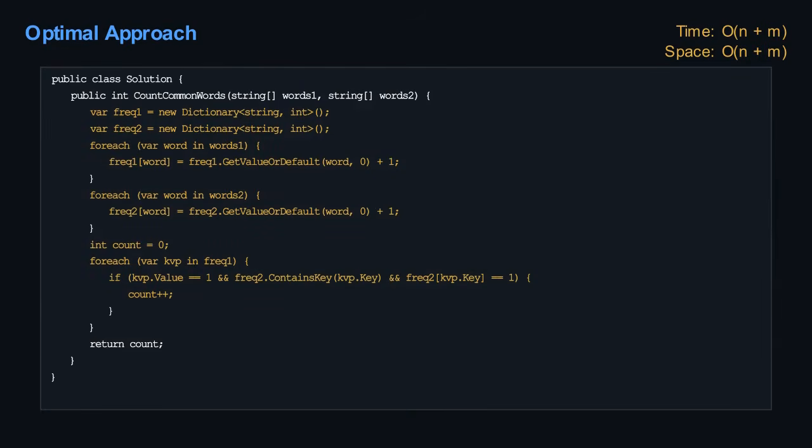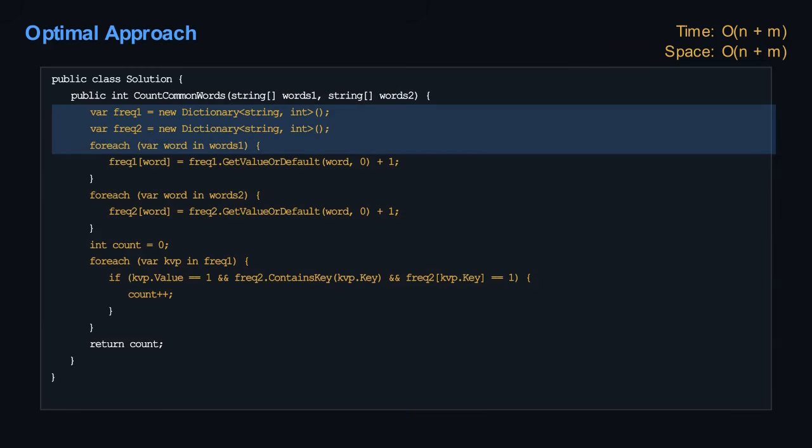The key insight here is that we need word frequencies. This immediately suggests using hash maps. We can build a frequency map for words1 and another for words2 in a single pass over each array. For each word encountered, we simply increment its count in the respective map.